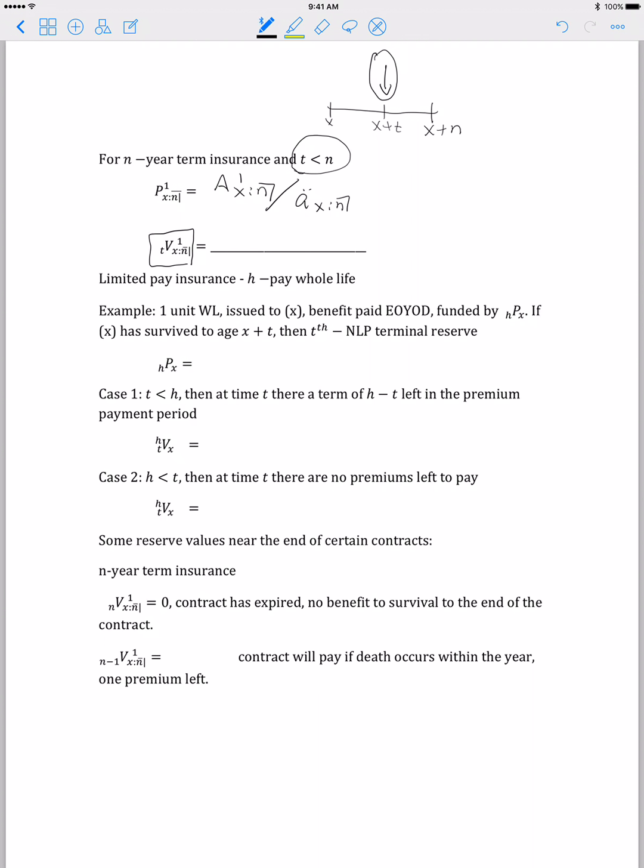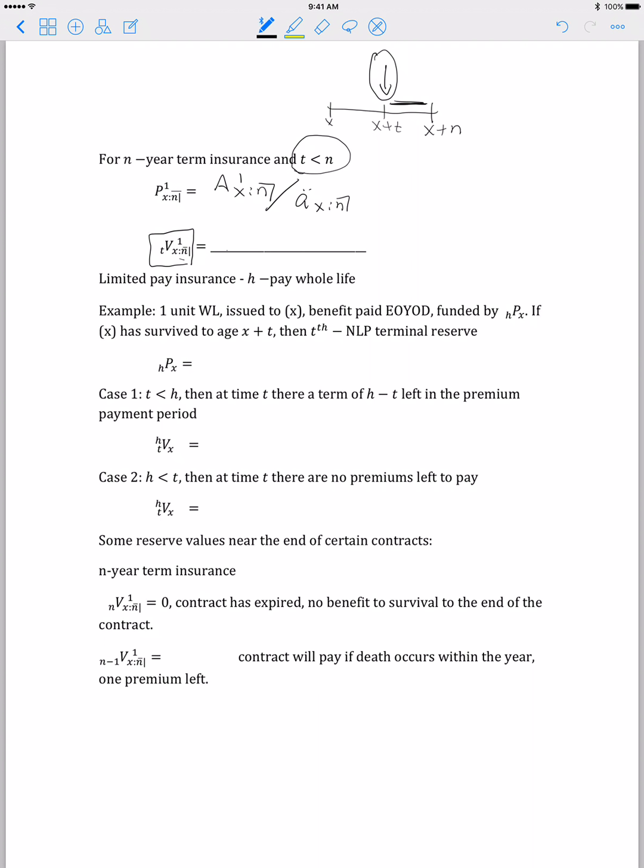You see in front of the V I have the n-year term life symbols. And then to the left of the V I have t, indicating that the policyholder has survived t years, and we're doing the calculation at the end of year t. So, what's the actuarial present value of future benefits? Well, benefits are going to be paid in here if death occurs.